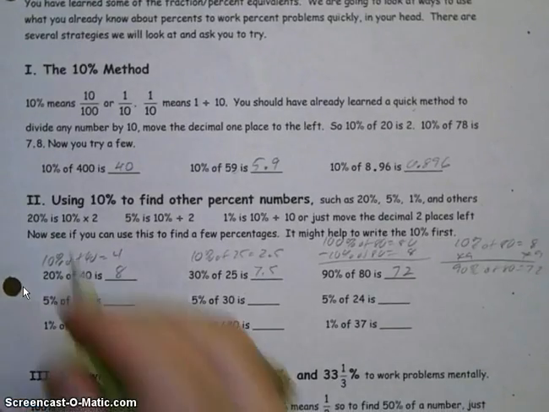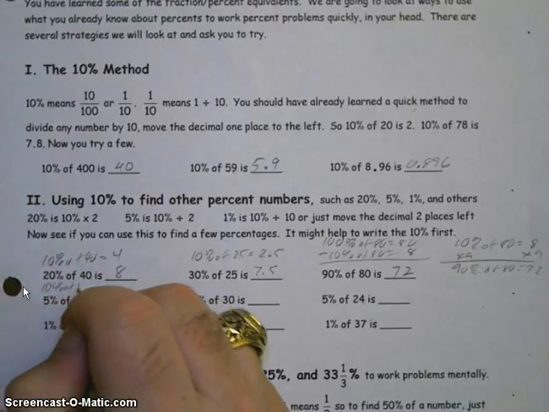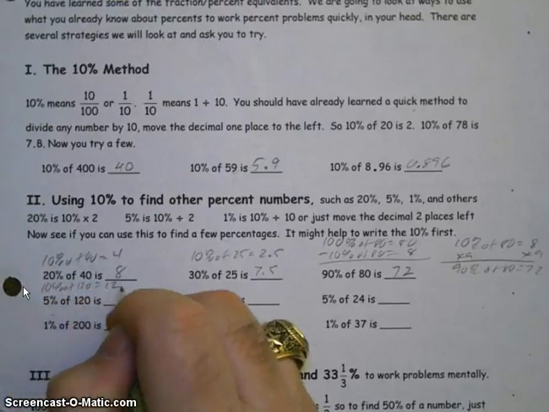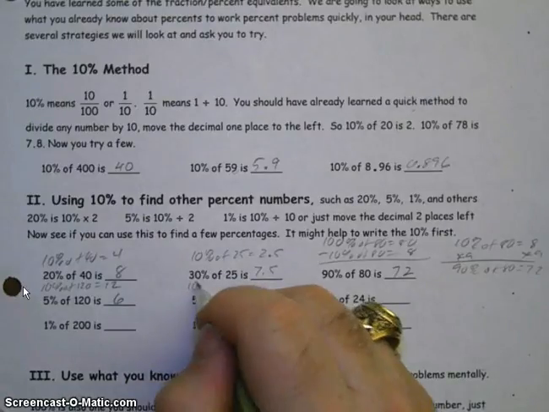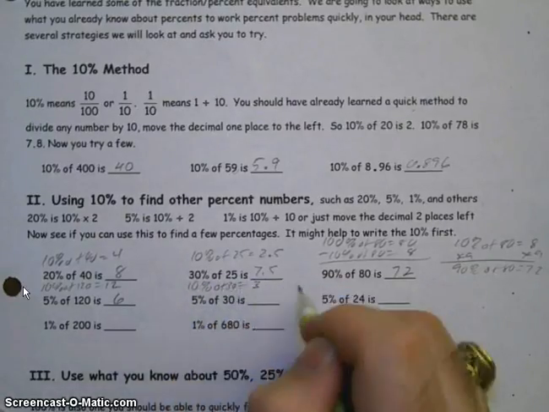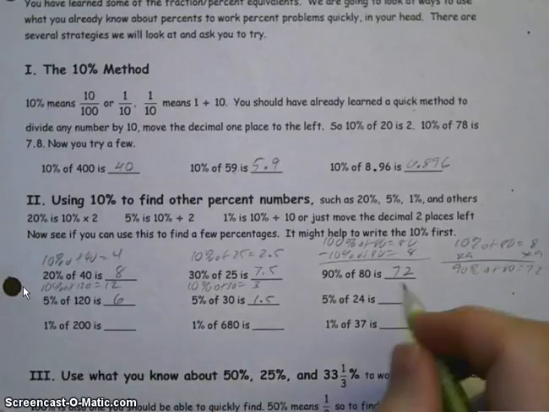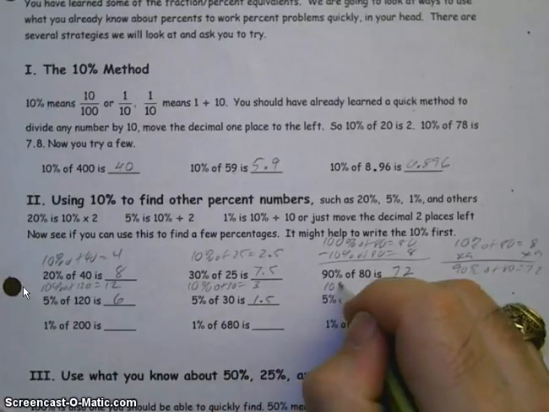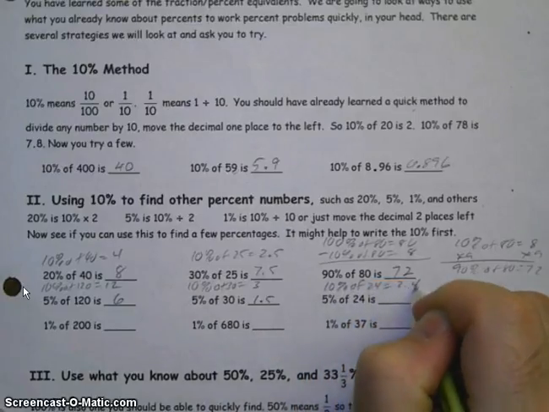For 5%, 5 is half of 10, so if 10% of 120 is 12, 5% is going to be 6. 10% of 30 is 3, then 5% is 1 5/10. 5% of 24, 10% of 24 is 2 4/10. 5% is going to be 1 2/10.